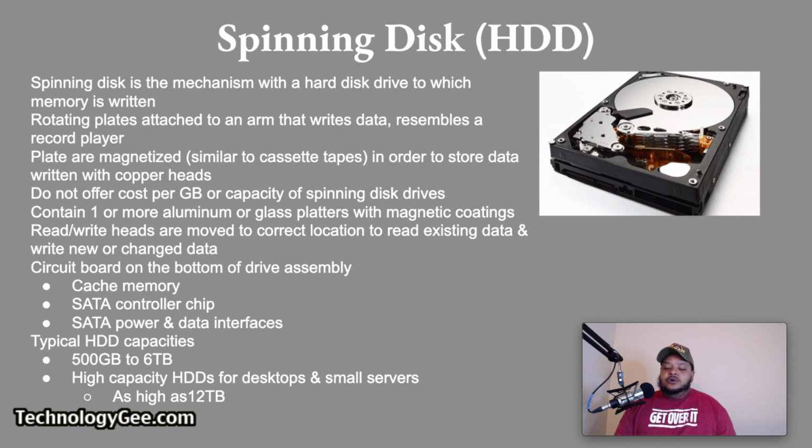A circuit board on the bottom of the drive assembly contains cache memory, the SATA controller chip, and the SATA power and data interfaces. Typical HDD storage capacity ranges from 500 gigabytes to 6 terabytes, but high capacity HDDs for desktops and small servers are now available in capacities as high as 12 terabytes.